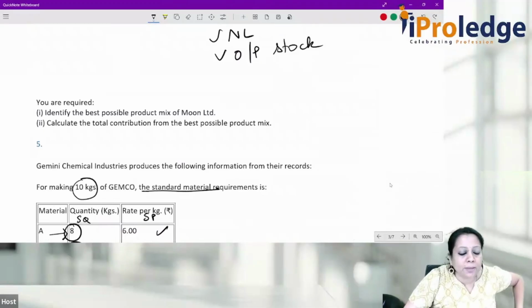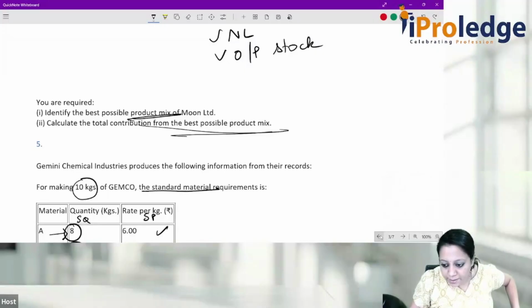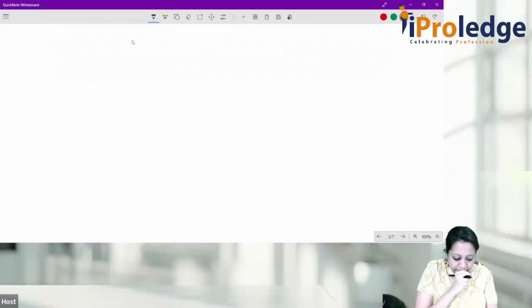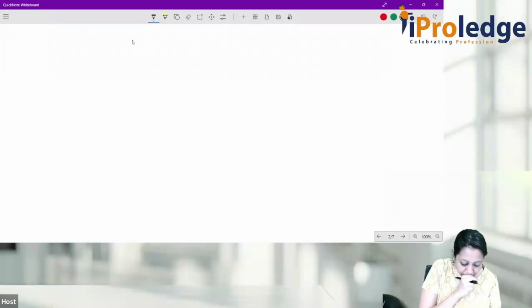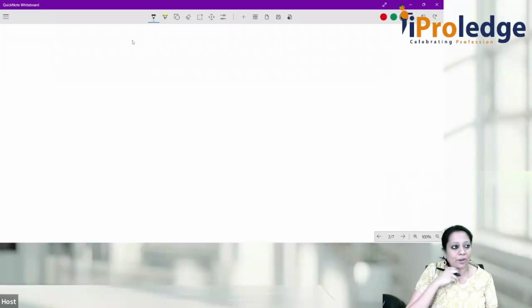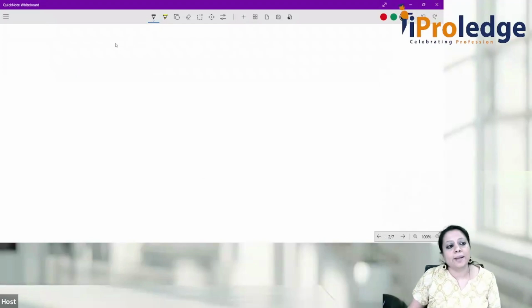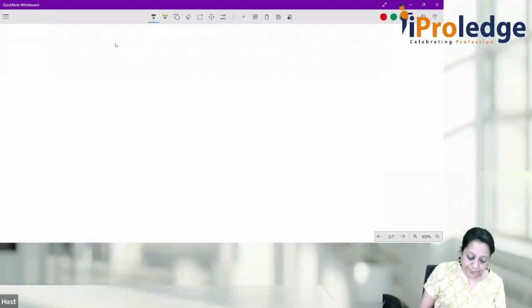Required to identify the best possible product mix of Moon Limited. Calculate the total contribution from the best possible product mix. Okay, students, so let us start writing. Obviously we will do a statement of ranking. All right, students, statement of ranking. This is what we have done in the regular batch also. That is what I was telling, that one complex problem is there amongst the other problems that we did. Please do that.